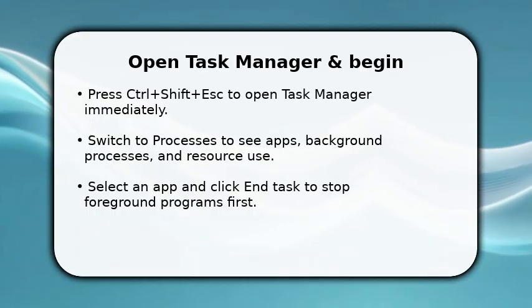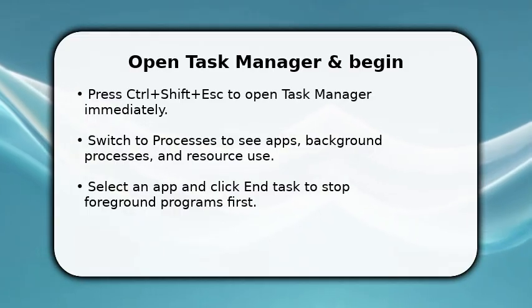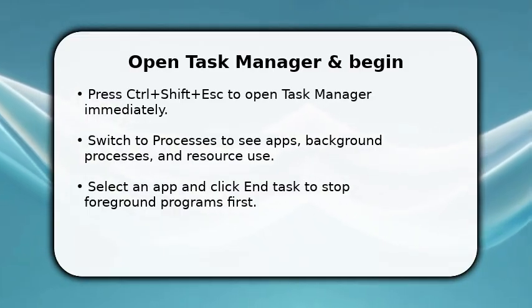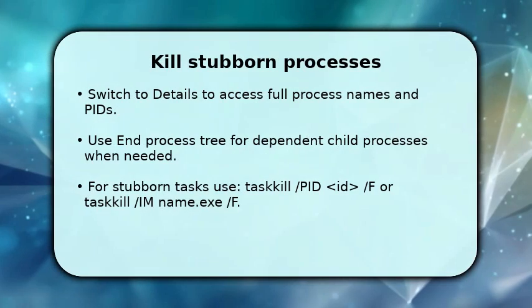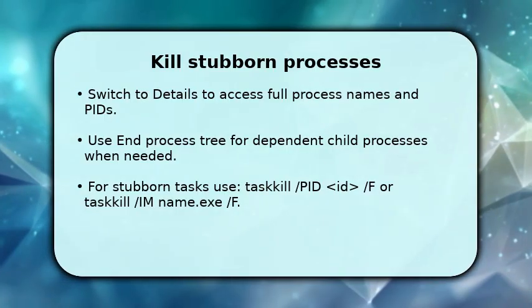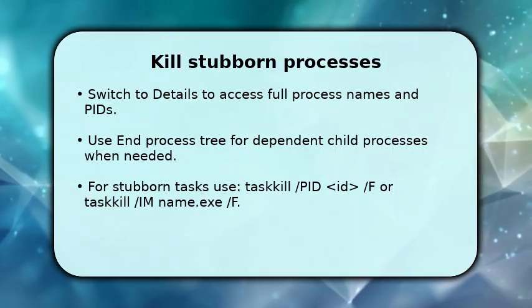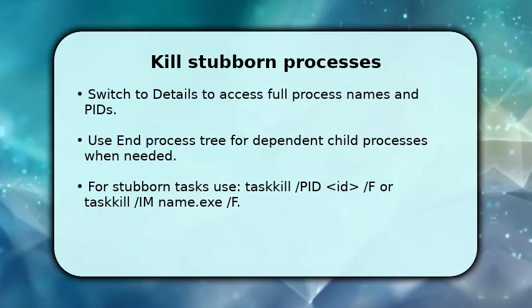If multiple apps are unresponsive, close them one at a time so you can confirm system stability between steps and avoid cascading crashes. Once done with simple endings, go to the Details tab to see full process names and PIDs. This is where you target stubborn items. Make sure to use End Process Tree when a parent process spawns children because it cleans up related tasks.